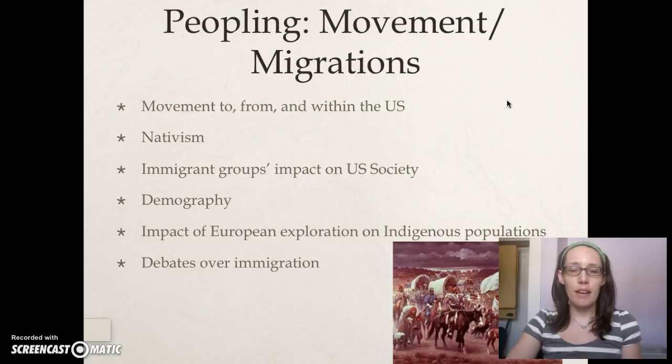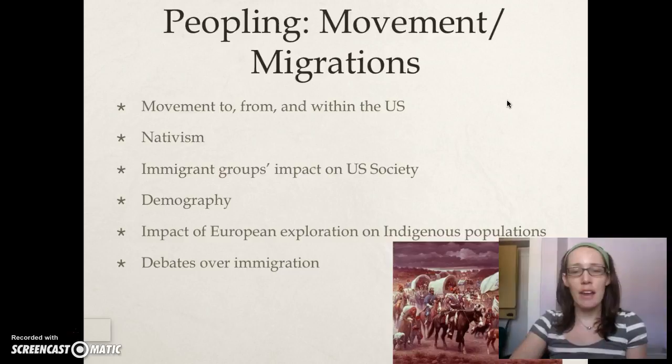Okay, peopling. Again, I'll give you just a second. Notice that in a lot of ways, the peopling category relates to migration, right? What happens when someone moves to and from the United States? It is not just in and out of the United States.